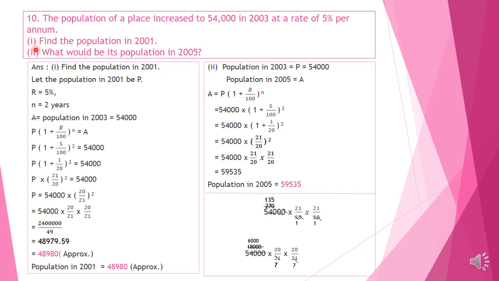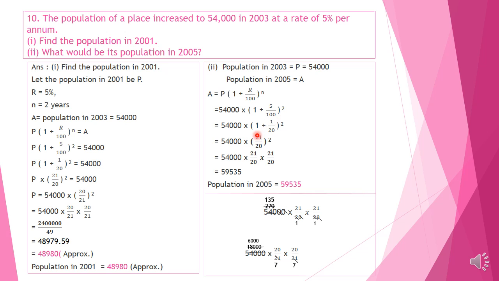Now second question, what would be its population in 2005? Here children, population in 2003 we take as P equal to 54,000. Population in 2005 that we have to find out, and it is A. So A is equal to P into 1 plus R by 100 raised to N. Let us substitute the values. P is 54,000 into 1 plus R is 5% only, 5 by 100 raised to N. N is here 2 children. 2005 and 2003 difference is 2 years.